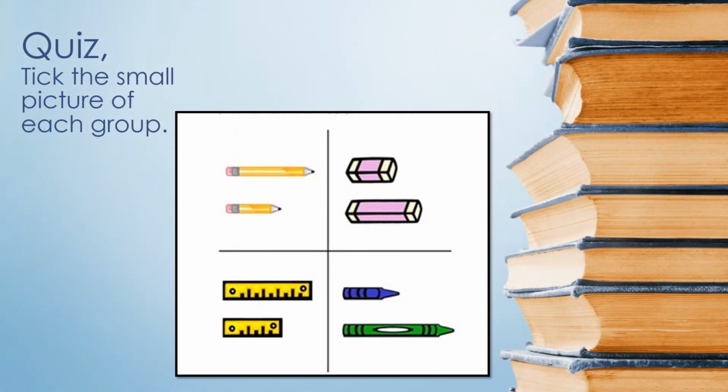Wow, great. Now you have learned the concept of length. So here is a quiz for you. Take the small picture of each group. So there are 4 groups of different pictures. You have to take the small picture.